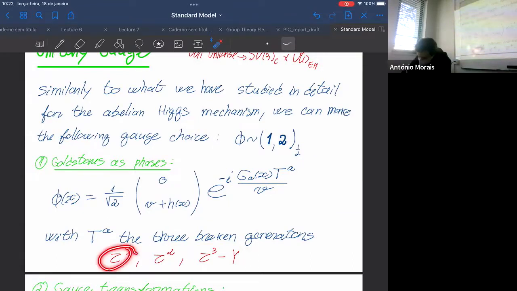So we have the T1, the tau2, and we also have T3, which is going to be this tau3 minus Y. This is orthogonal to the tau3 plus Y. If you write it in a matrix form and you make the product of those two, you see it's zero. So this is an orthogonal combination of the tau3 plus Y generator. And you put these three generators here in this exponential.